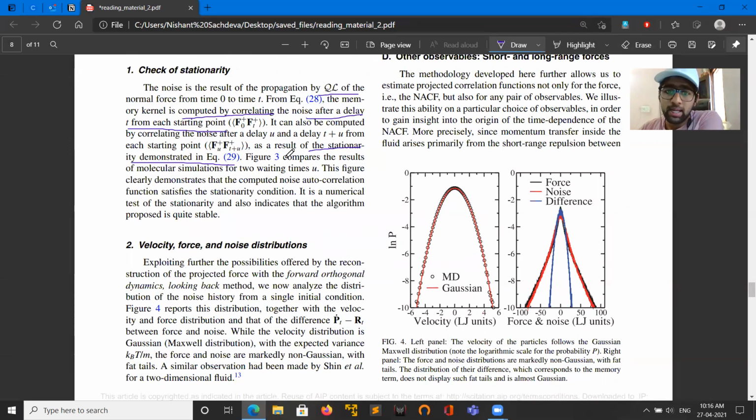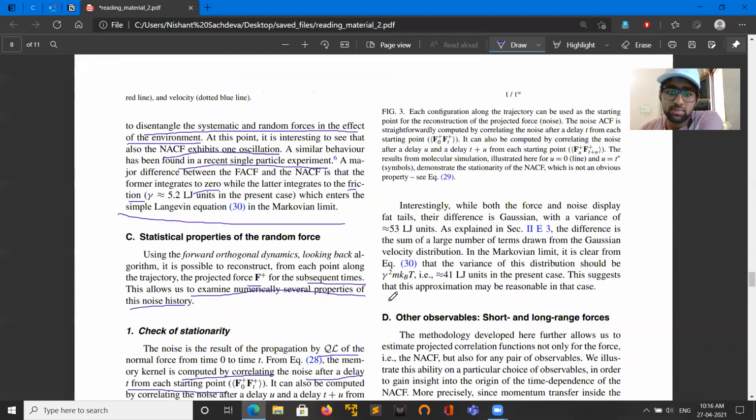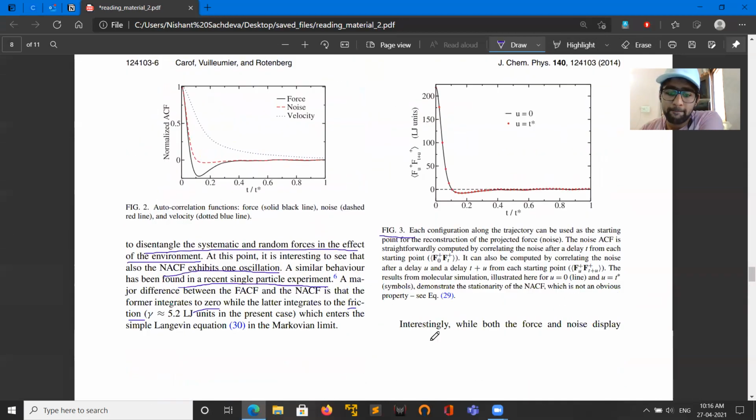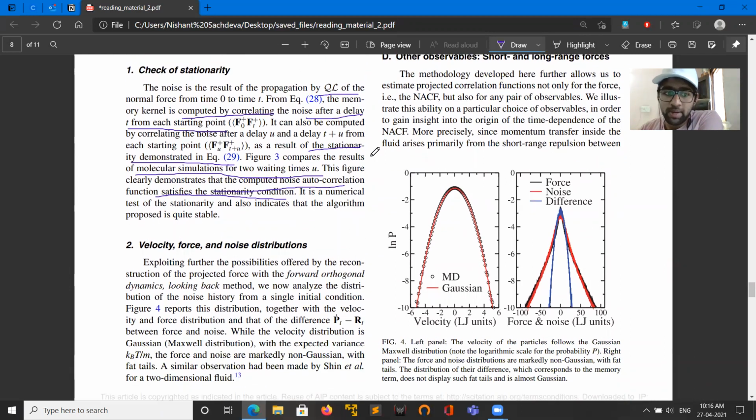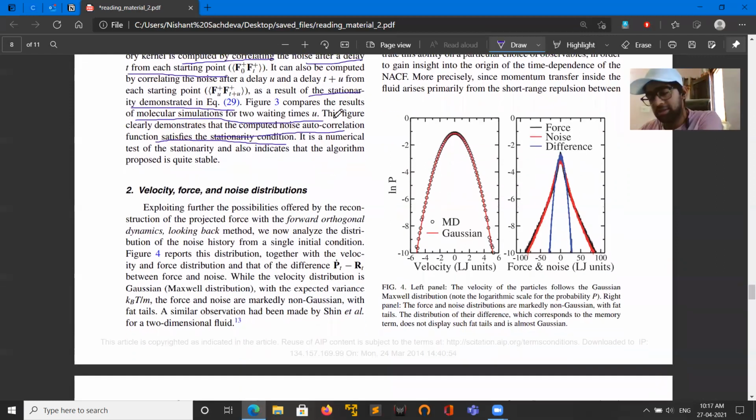Figure 3 compares the results of molecular simulations for two waiting times u. This figure clearly demonstrates that the computed noise autocorrelation function satisfies the stationarity condition. It is a numerical test of this stationarity and also indicates that the algorithm proposed is quite stable. Okay, it's good.